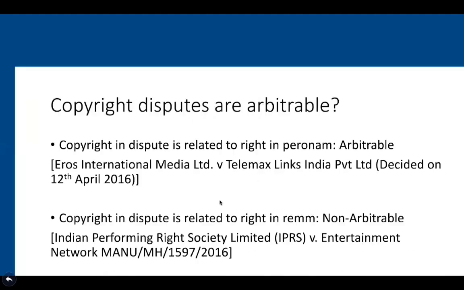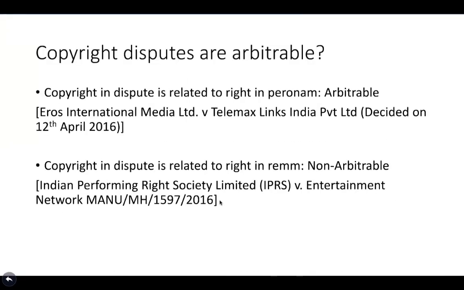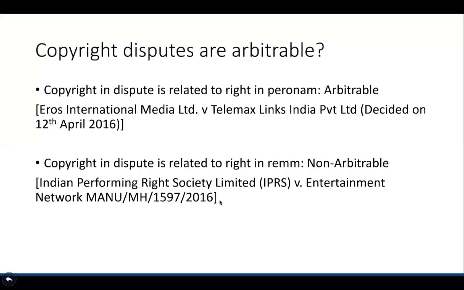Just to give you an example, in one of the cases where the copyright dispute was with respect to a license, which was right in personam, the High Court actually held that this dispute is arbitrable. However, in the other case where the right in rem was involved, the court held that it's not arbitrable.